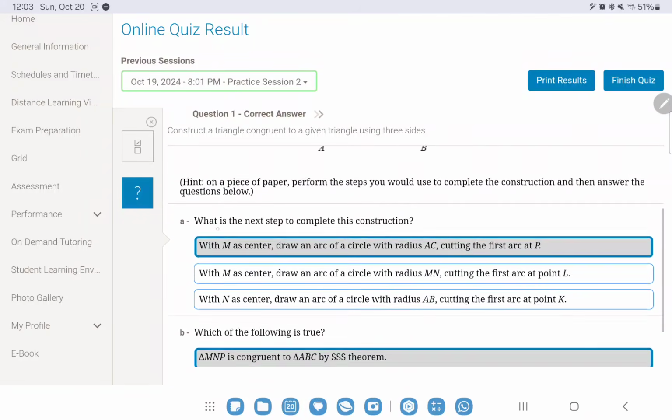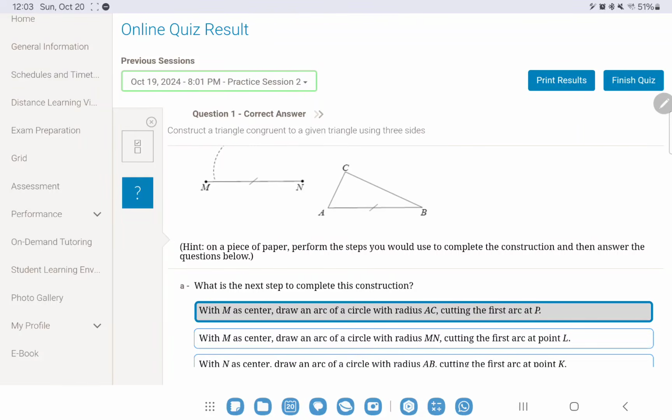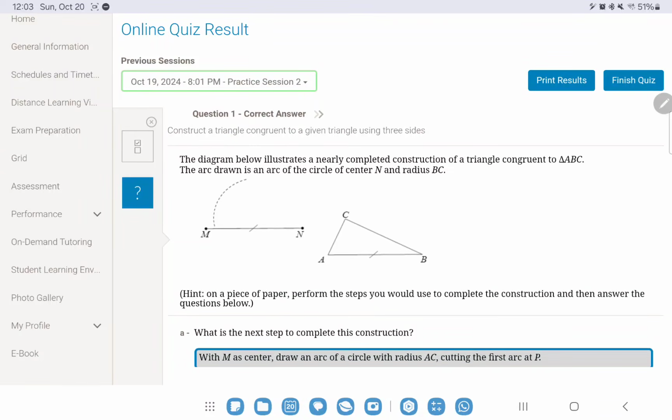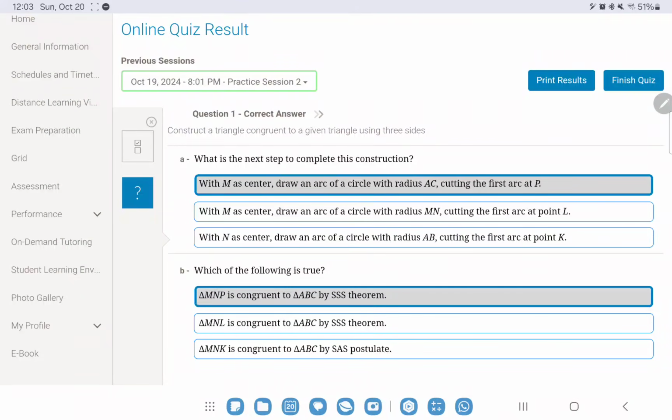So let's see. Here it's already the first step, so with center M, draw an arc of a circle with radius AC, cutting first arc at P. They chose it to be called P. You could choose it to be called anything you want. Now this part, it's really easy. If here you got P, then this name here has to have the letter P. It can't be this because you didn't choose this option, and it can't be this because you didn't choose this option. So yeah, these questions are really bad because if you get one part wrong, you got the whole thing wrong. So really be careful in them.